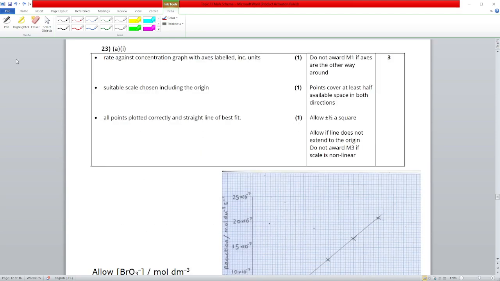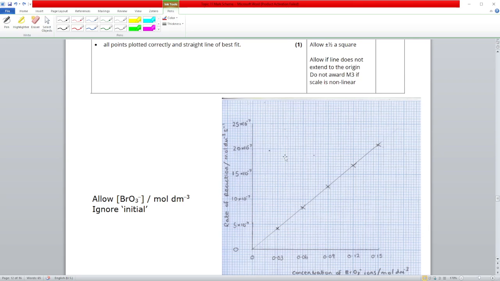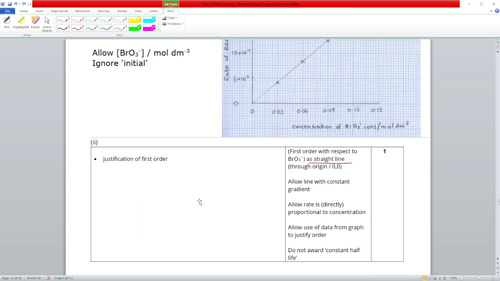Then we have another graph. This time it is initial concentration and initial rate. So this is a rate time graph. Straight line, that means it is first order, right? And they tell you as much. So, because it's a straight line, it is first order. That's literally all you need to say to get that justification mark.